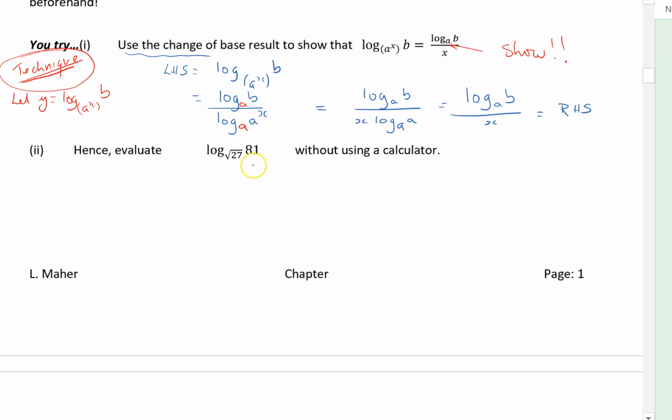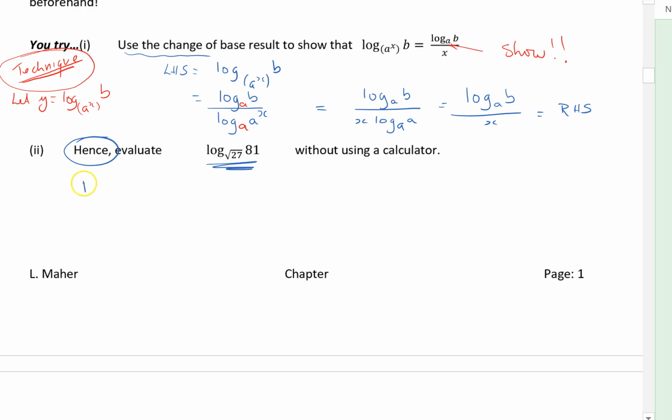Then in part 2, you're asked to evaluate this, hence means use that rule. So we're trying to see a connection between this question they've given us and this rule. So the thing that is not quite the same as the left-hand side, but almost, is this root 27. It would be nicer if it was written as a base to a power. Well, that's not too difficult to do.